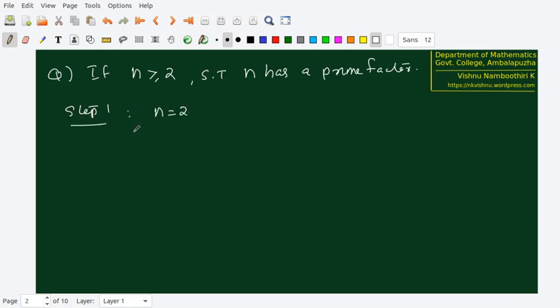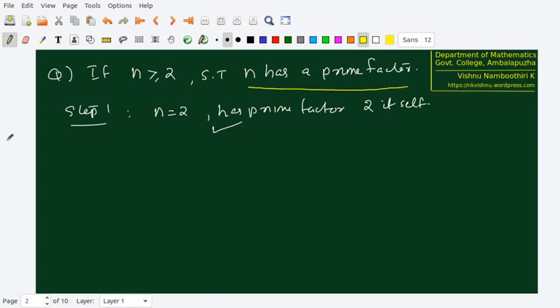Then does n possess a prime factor? Of course, because 2 itself is a prime, and 2 is a factor, or a divisor, of n. Therefore, n has a prime factor. And what is that prime factor? 2 itself. Therefore, what is the claim? The claim we want to establish is this: n has a prime factor. That claim is true when n is equal to 2. Now, what is the next step in induction?